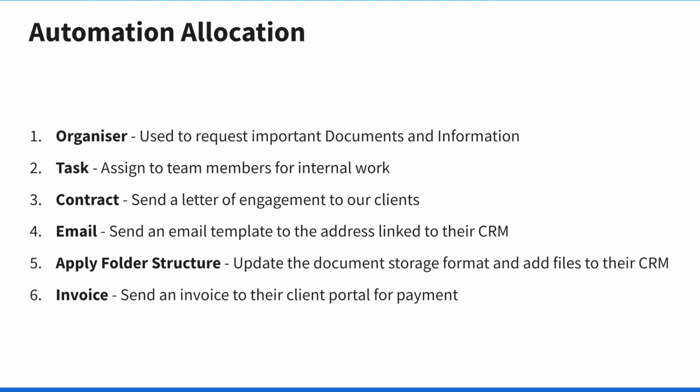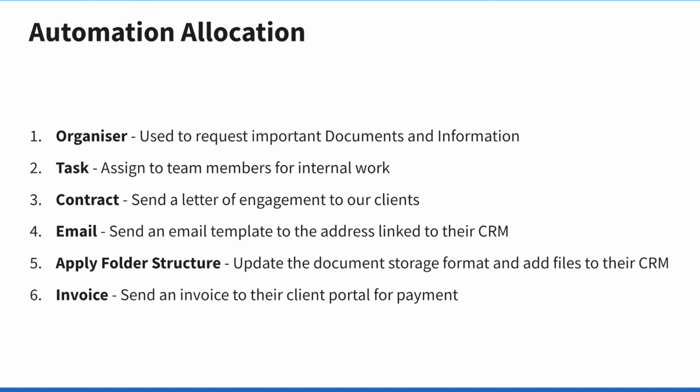Let's go ahead and just determine what automations we're going to apply for each number on the dice. If we roll a number 1, we will add an organizer, which is essentially a digital form used to request important documents and information. If I roll the number 2, we're going to create a task which can be assigned to any team member and will help us follow up on any internal work. If I roll the number 3, we'll add a contract or letter of engagement to the workflow, so that will be sent directly to the client's portal where they can sign it.